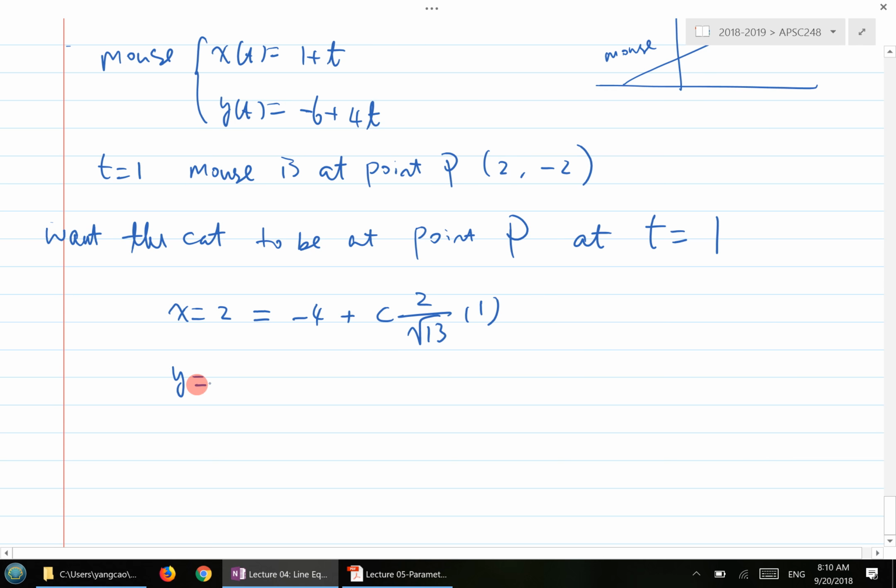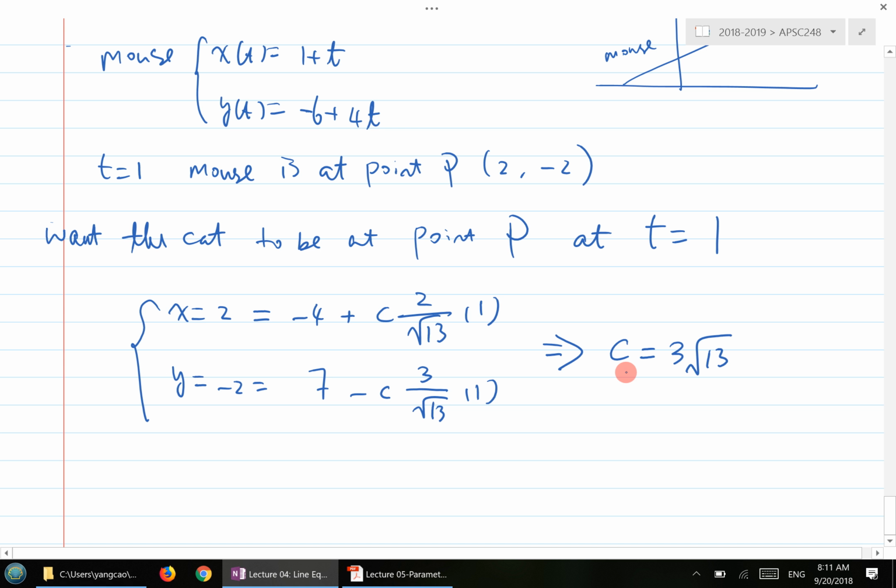And then y equal to -2 equals 7 minus the corresponding term at t equal to 1. So you have two equations here. You probably feel like, oh, is that going to work? Because I only have one variable here, right? But in this case, you'll find you have only one solution for the c, which is 3 times root 13. Okay, 3 times root 13.